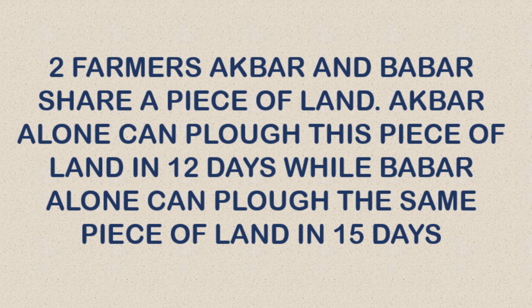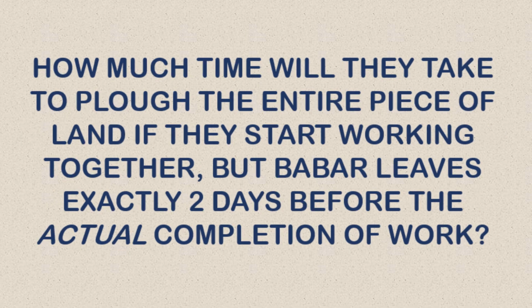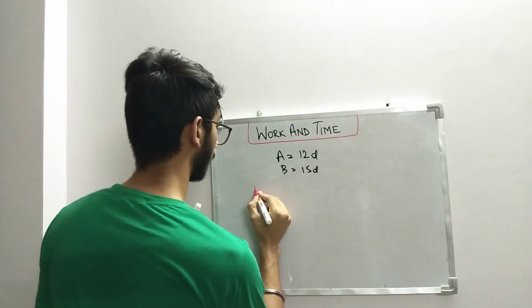2 farmers, Akbar and Babar, share a piece of land. Akbar alone can plow this piece of land in 12 days, while Babar alone can plow the same piece of land in 15 days. So A is equals to 12 days and B equals to 15 days. Then we have how much time will they take to plow the entire piece of land if they start working together. But Babar leaves exactly 2 days before the actual completion of work. So before the actual completion of work.